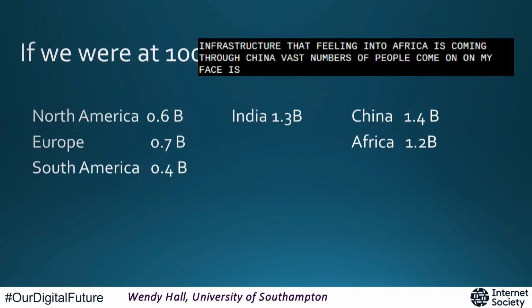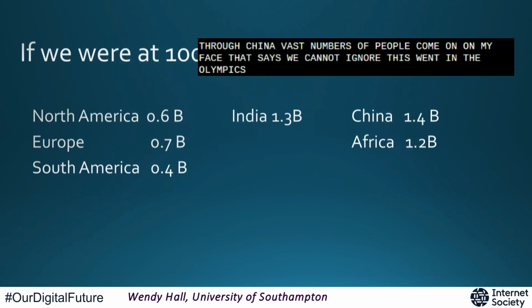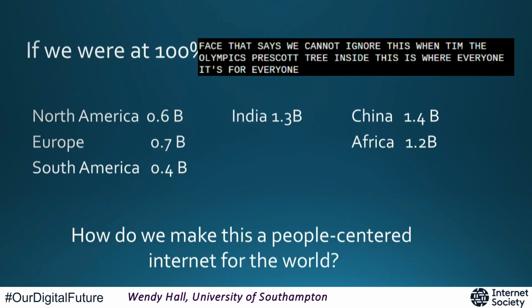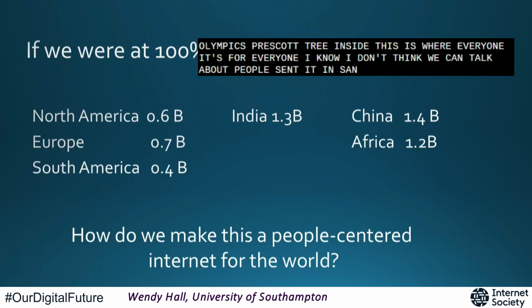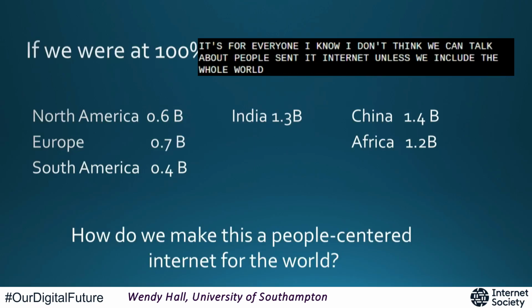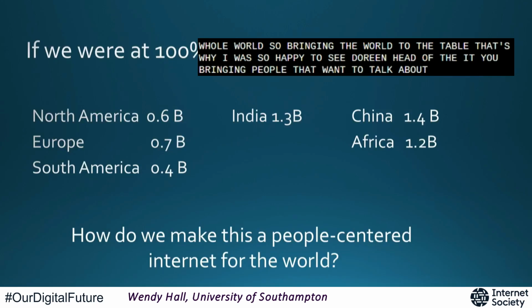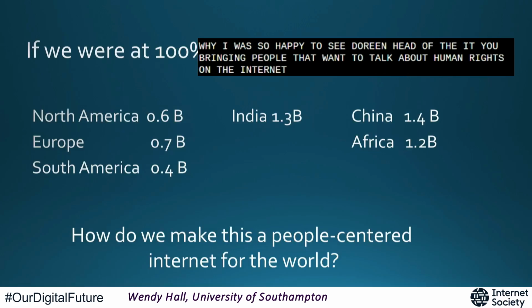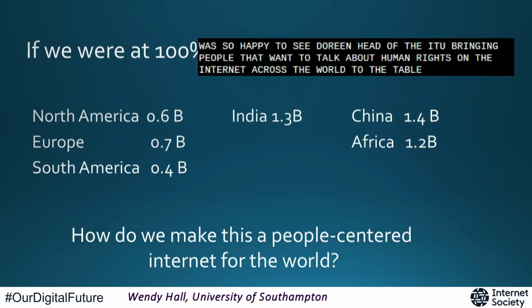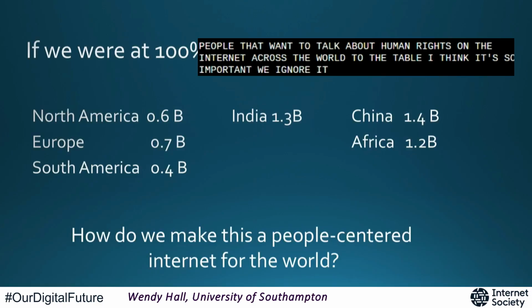My thesis is we cannot ignore this. When Tim at the Olympics pressed that tweet and said, this is for everyone, it's for everyone. And I don't think we can talk about a people-centered internet unless we include the whole world. So bringing the world to the table, and that's why I was so happy to see Doreen, the head of the ITU, bringing people that want to talk about human rights on the internet across the world to the table, I think is so important, and we ignore it at our peril. Thank you.